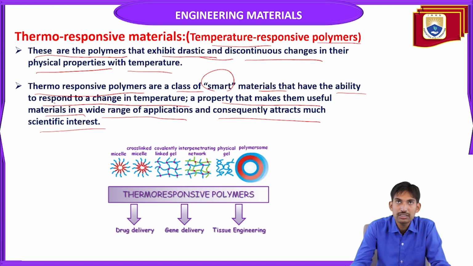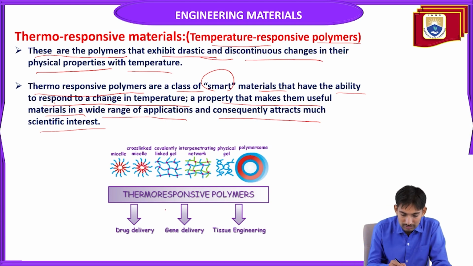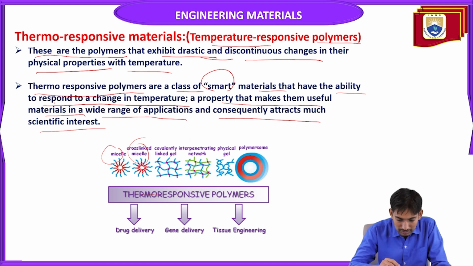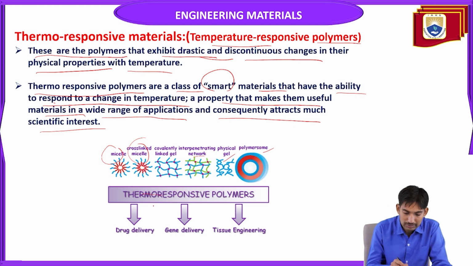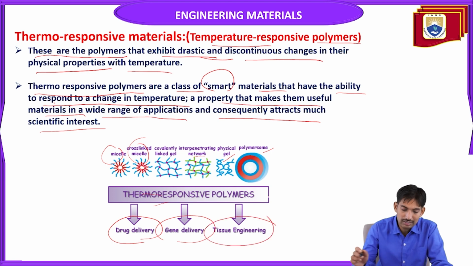The thermoresponsive polymers are the class of smart materials that have the ability to respond to a change in the temperature. This property makes them useful in a wide range of applications and consequently attracts much scientific interest. See, these are the thermoresponsive materials: micelle, cross-linked micelle, covalently linked gel, interpenetrating network, physical gel, polymerism. The applications of thermoresponsive polymers are drug delivery, gene delivery and tissue engineering.